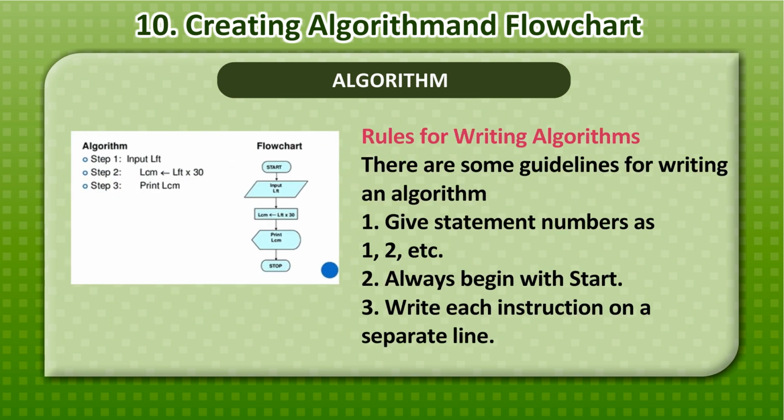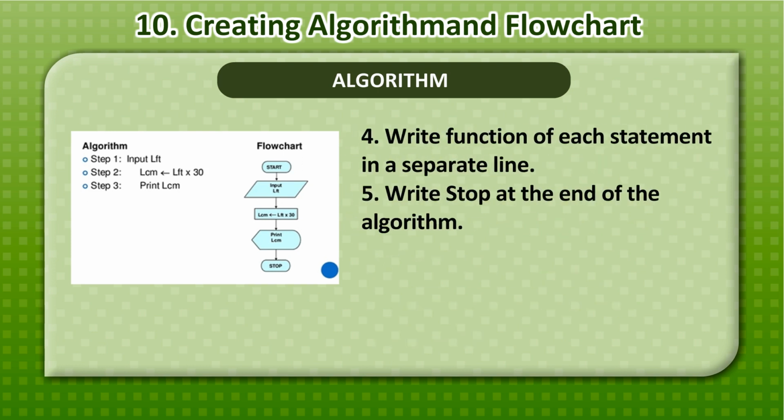Rules for writing algorithms. There are some guidelines for writing an algorithm. 1. Give statement numbers as 1, 2, etc. 2. Always begin with start. 3. Write each instruction on a separate line. 4. Write the function of each statement in a separate line. 5. Write stop at the end of the algorithm.